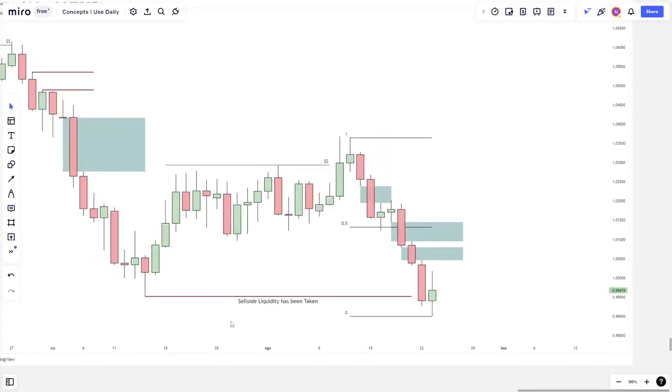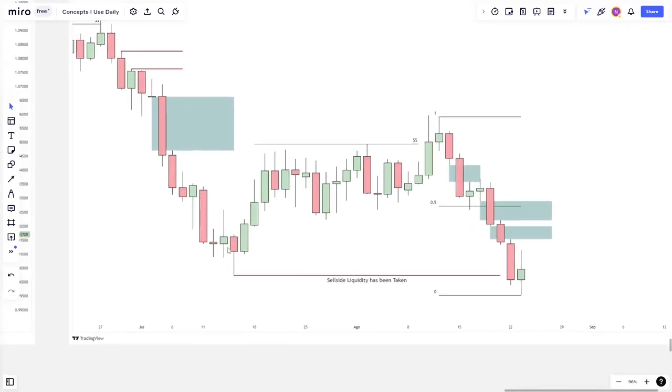Why would we expect that? Because we're looking for sell side liquidity. Price just took a good amount of buy side liquidity, comes from mitigating the daily fair value gap, retraced 50% of the most recent impulse. So why would we not expect price to take sell side liquidity?